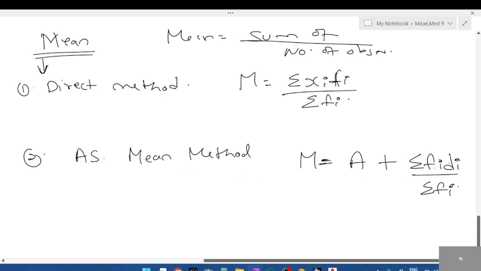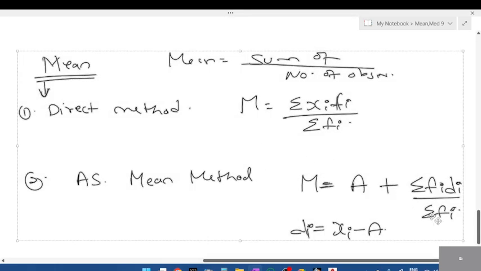Next, fi di is given. What's the formula for di? We need a separate column for di. Respond, all of you. Xi minus a. Once you get xi minus a, then we need a fourth column to multiply fi di. These two methods are done.